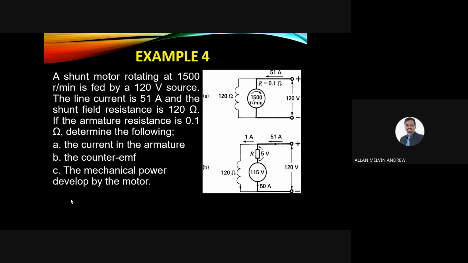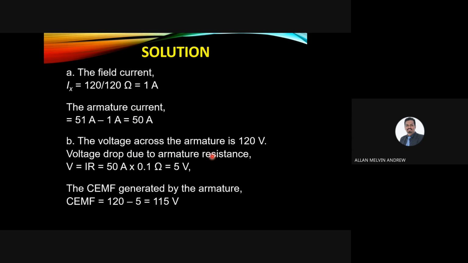Okay, second we need to determine the counter EMF. The voltage across the armature is 120 volt. Voltage drop due to the armature resistance V equals IR. We already know the armature current is 50 ampere. Resistance is 0.1. So V equals 5 volt. So the back EMF or CEMF generated by the armature is 120 minus 5, because that's the differential. So it is 115 volt.